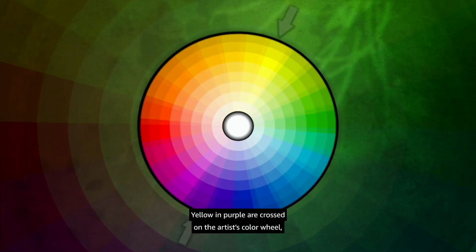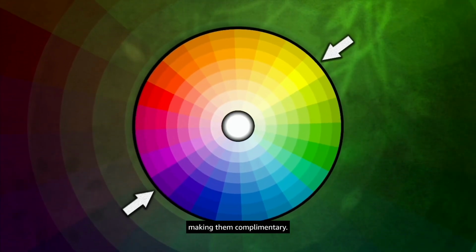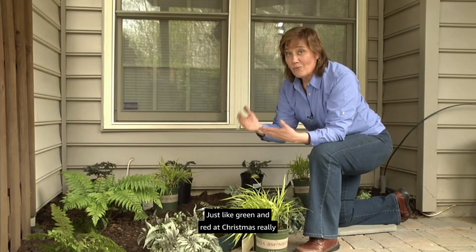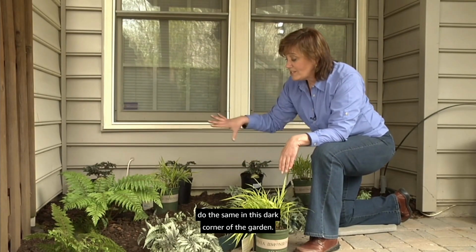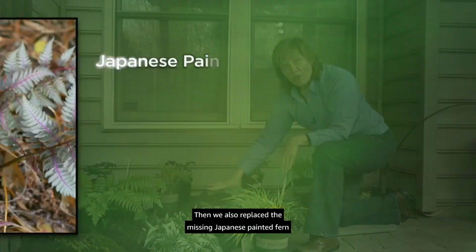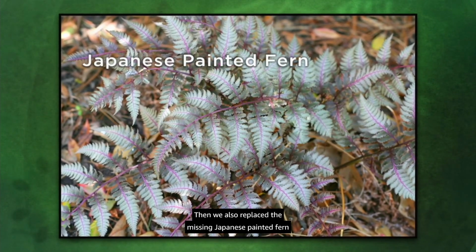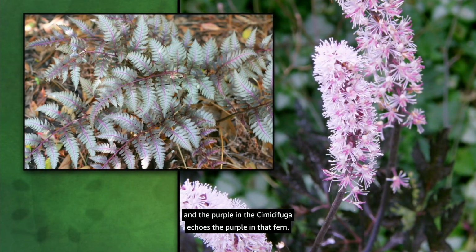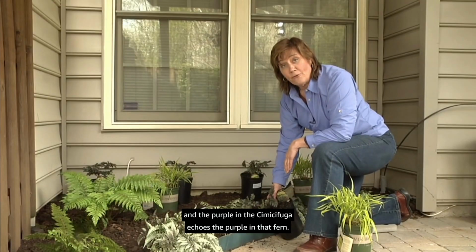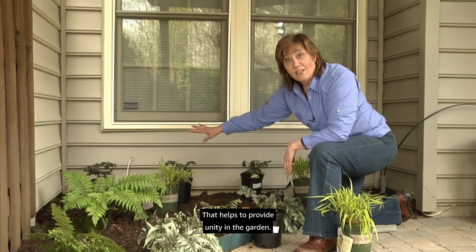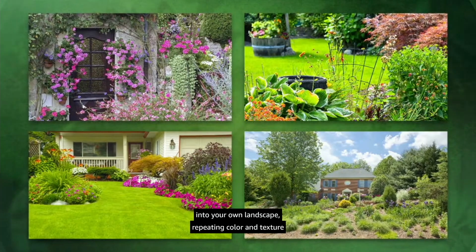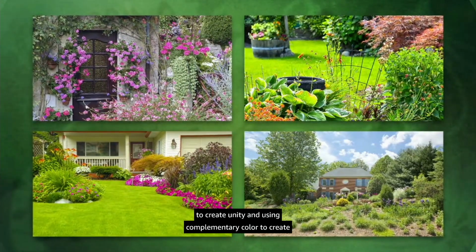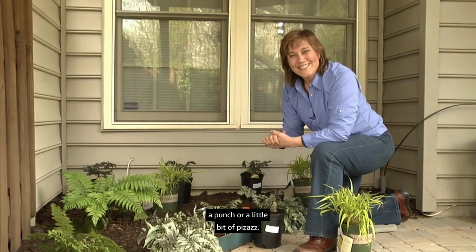Yellow and purple are crossed on the artist's color wheel, making them complementary. Just like green and red at Christmas really gets your attention, the purple and the yellow do the same in this dark corner of the garden. Then we also replace the missing Japanese painted fern, and the purple, the Cimicifuga, echoes the purple in that fern. That helps to provide unity in the garden. You may want to take some of these ideas into your own landscape, repeating color and texture to create unity, and using complementary color to create a punch or a little bit of pizzazz.